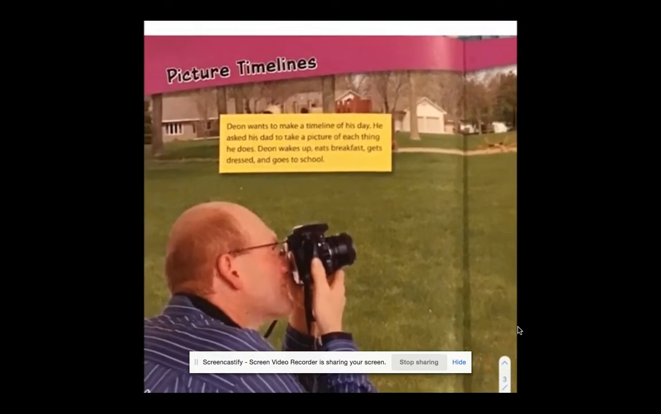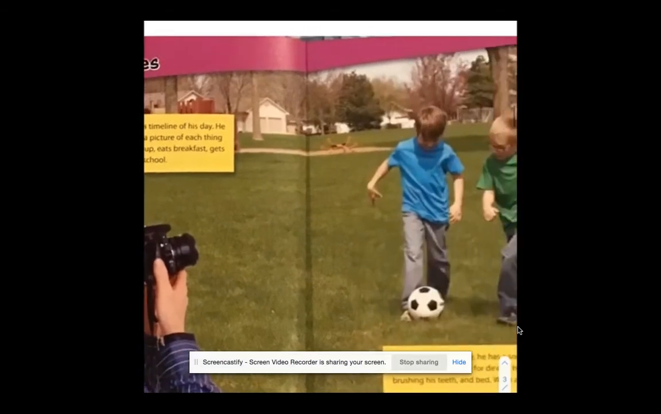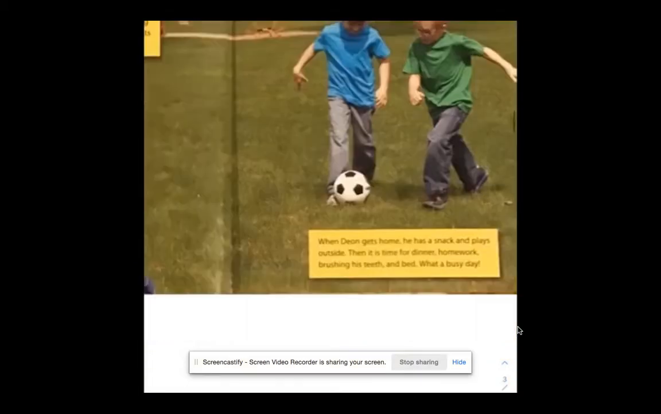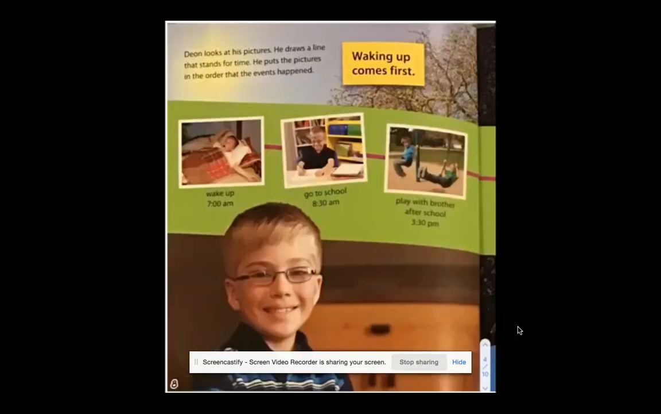Picture timelines. Dion wants to make a timeline of his day. He asks his dad to take a picture of each thing he does. Dion wakes up, eats breakfast, gets dressed, and goes to school. When Dion gets home, he has a snack and plays outside. Then it is time for dinner, homework, brushing his teeth, and bed. What a busy day. Dion looks at his pictures. He draws a line that stands for time. He puts the pictures in the order that the events happened.